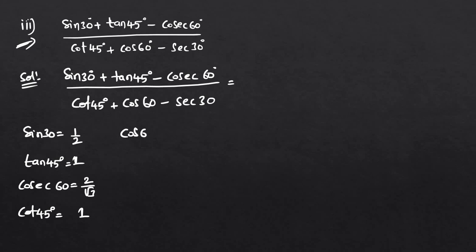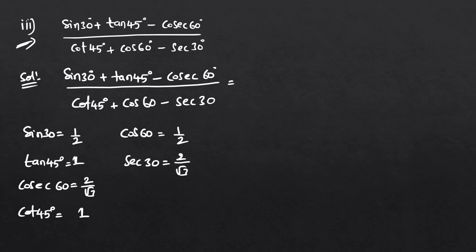Here cos 60 is equal to 1 by 2. And secant 30. Secant 30 is how much here? 2 by root 3. Why? Because cos 30 value is root 3 by 2, so that will be reversed here. That's it, nothing more than this. So I'm erasing this one.